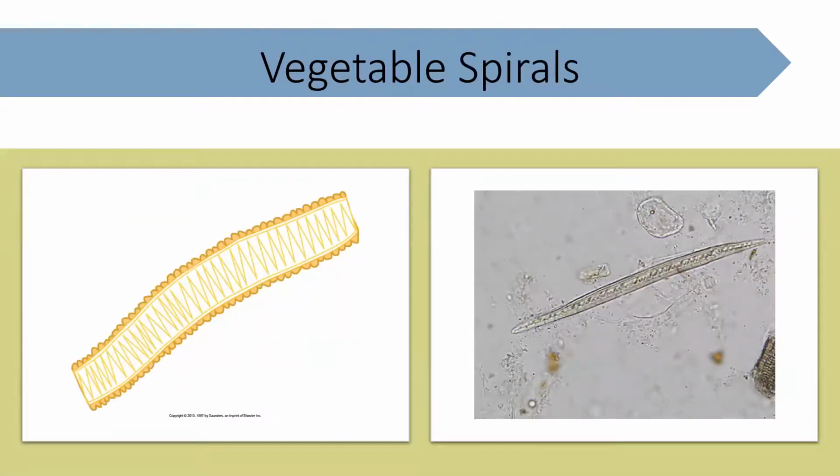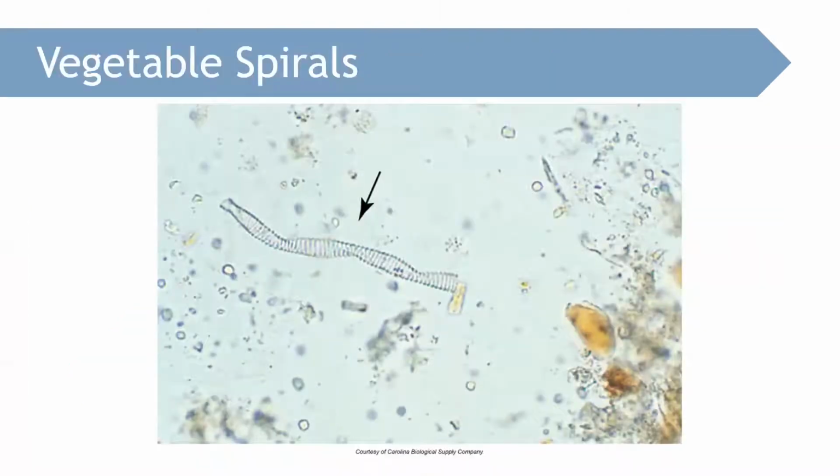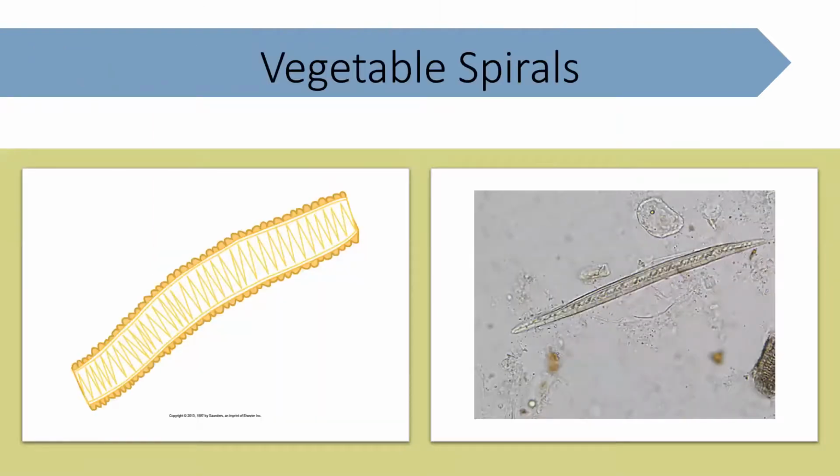Vegetable spirals like this often resemble larvae. Okay? I have here another example. This can also resemble larvae. However, it can be distinguished from a parasite because of the interior ladderized structure.